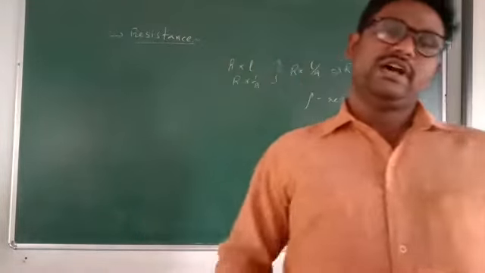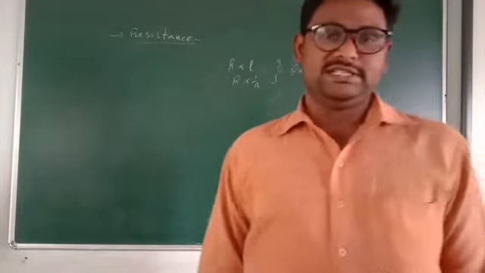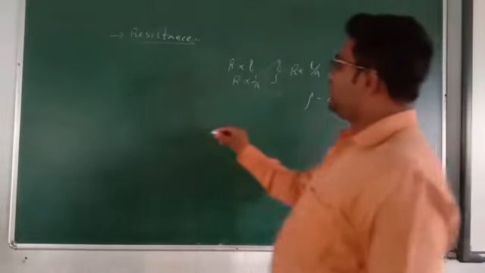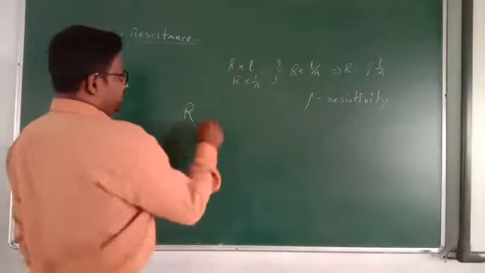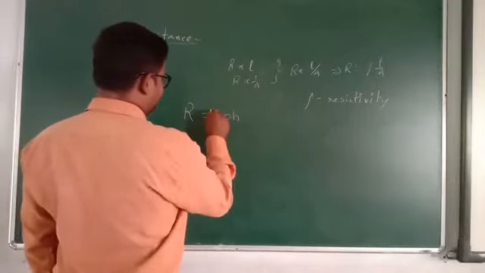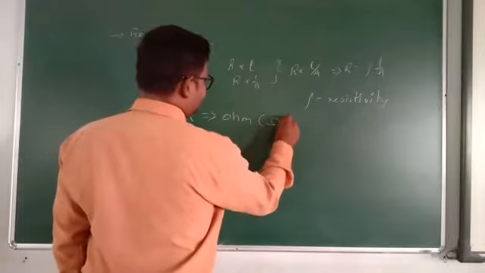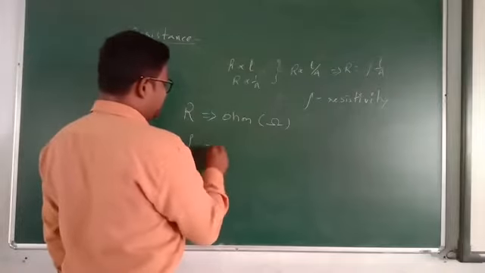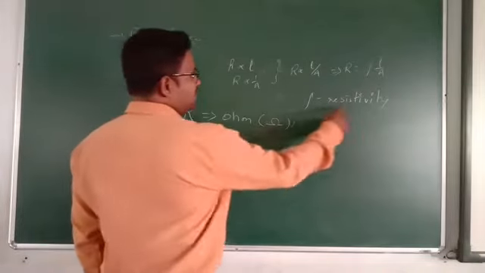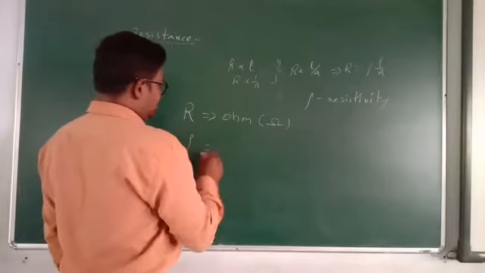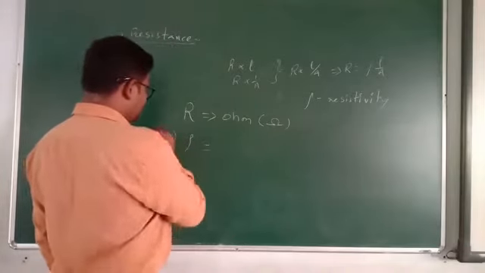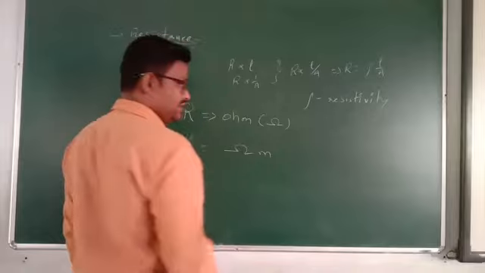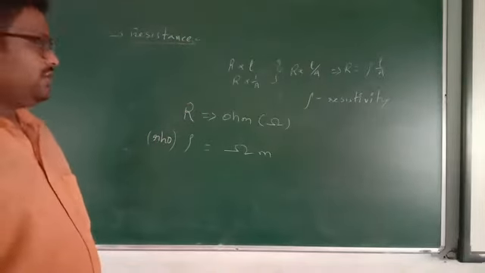Specific resistance is different for different materials. What are the units of resistance? Ohm, represented by the Greek letter omega. What are the units of resistivity, rho? Ohm meter.